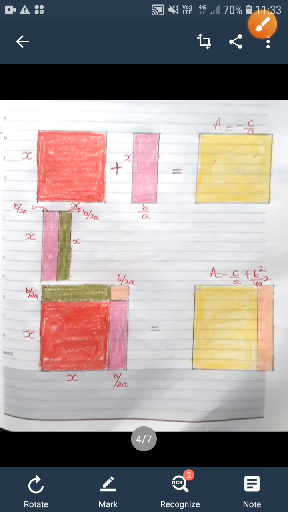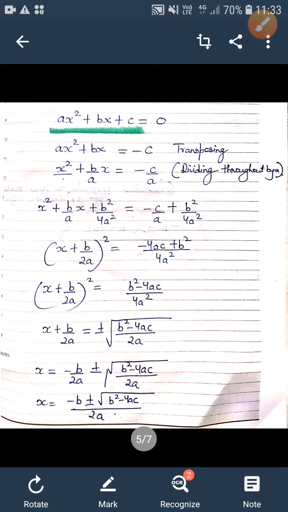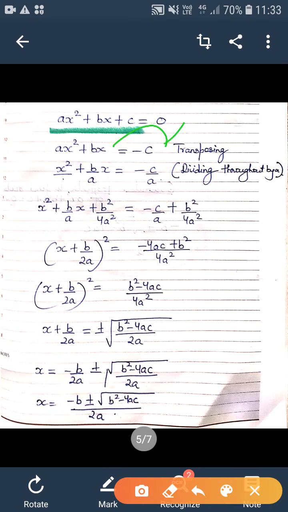Let us take ax square plus bx plus c. What we have done over here is taken this constant term to the right side: ax square plus bx equals minus c. Now we divide by the coefficient of a. So it is x square plus b by a x equals minus c upon a, dividing throughout by a. So again it becomes comparable to the equation x square plus 2x equals 15.